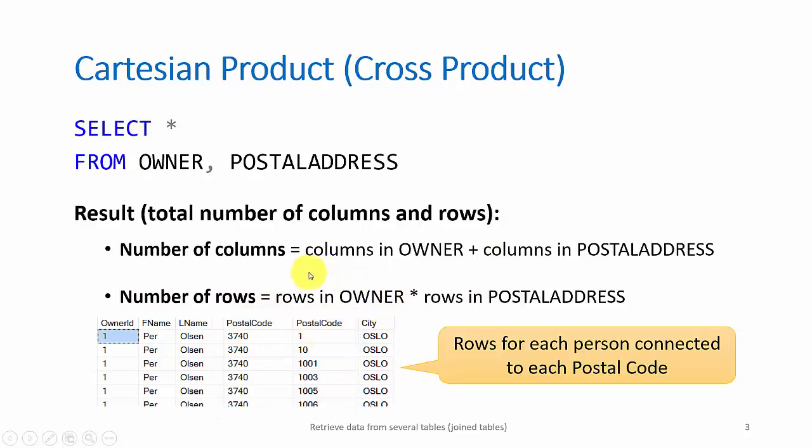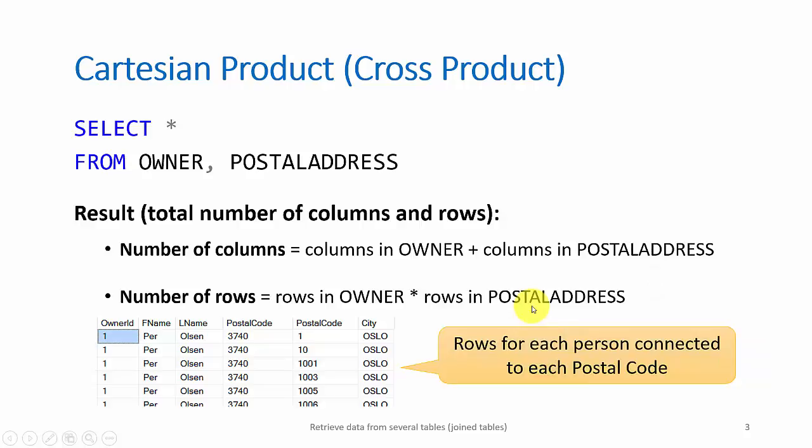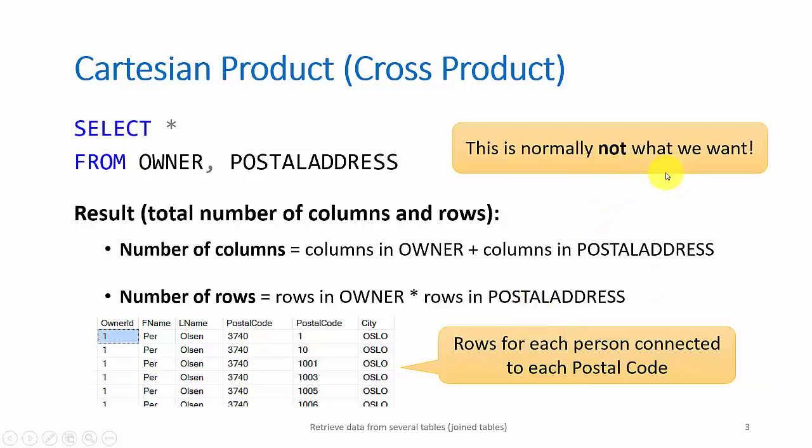The number of rows will be all the rows in the first table multiplied with all the rows in the second table. So if it were 5 rows in owner and 10 rows in postal address, then we will have a total return of 50 rows. And this is normally not what we want. This multiplied product is called the Cartesian product or the cross product.